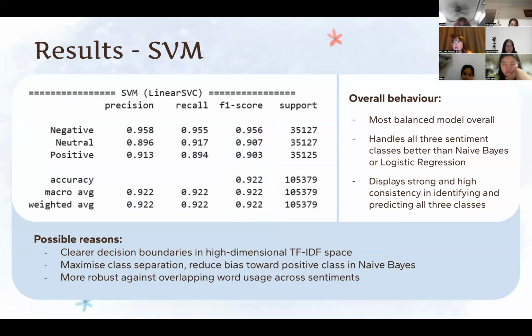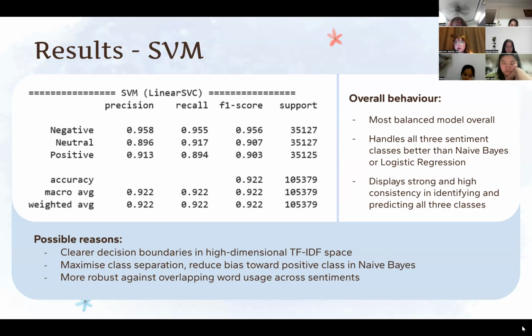For SVM using linear SVC, we can see that all three classes perform very well with high precision and recall across all three classes. The overall accuracy stands at 92.2%, making it the strongest and most balanced classifier among the three. Unlike the other two classifiers, SVM demonstrates excellent stability across all sentiment classes, showing no significant bias towards any specific label. This balanced behavior is likely due to SVM's ability to form clear decision boundaries in a high-dimensional TF-IDF space, effectively separating the different classes. Overall, SVM shows reliable performance in handling subtle differences in tone across the reviews.